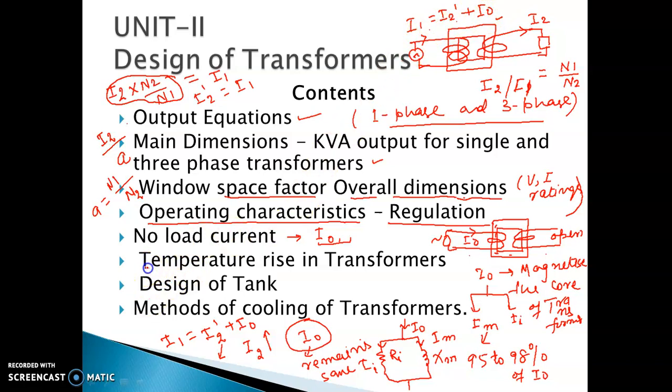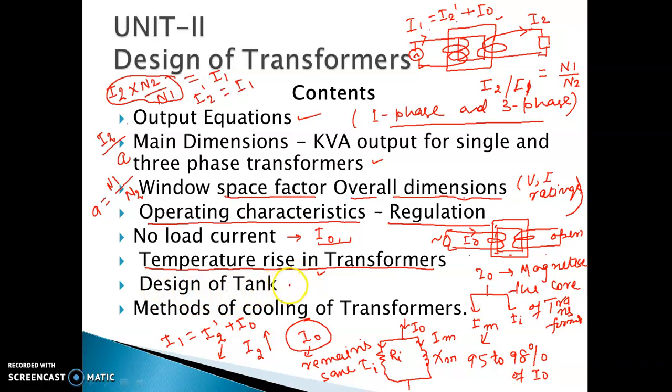Another parameter we have to consider is the temperature rise in the transformer. When load current increases, this I2 current increases, then the temperature rise in the transformer also increases. So we also have to design the transformer core or winding and its insulation so that once current goes high, the temperature is managed in such a way that it does not break the insulation of the transformer.